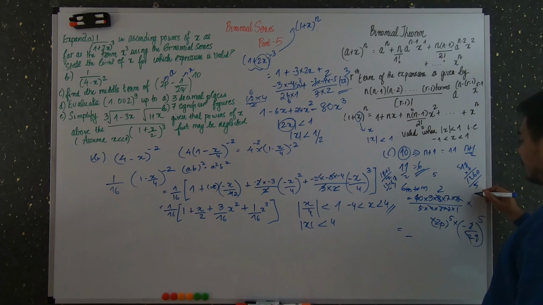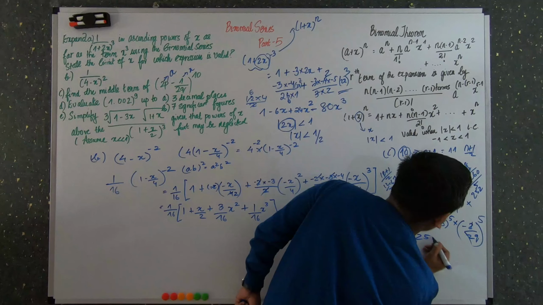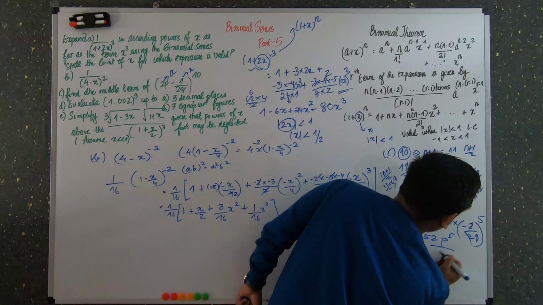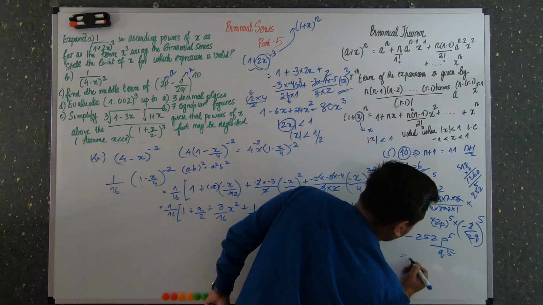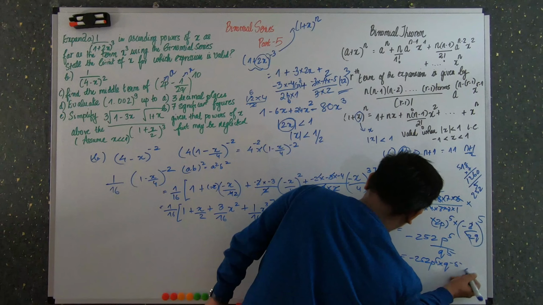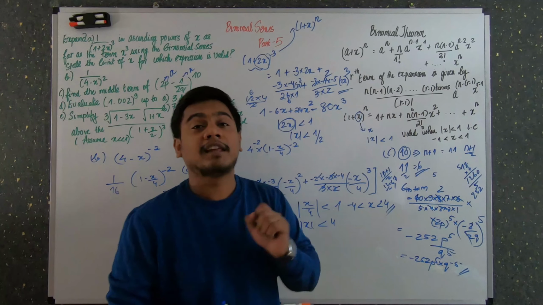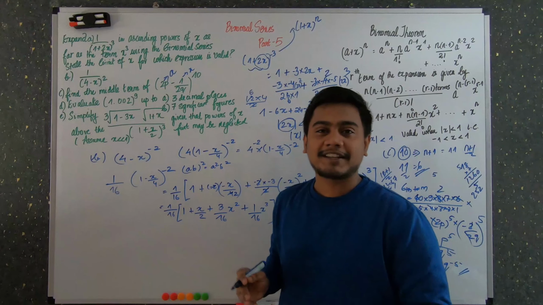So what is it? 252. So minus 252 p raised to 5 by q raised to 5, or minus 252 p raised to 5 into q raised to minus 5. So this is the middle term in the third problem. I hope it's very much clear.